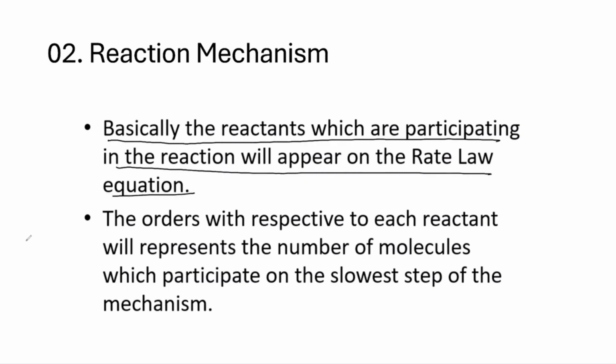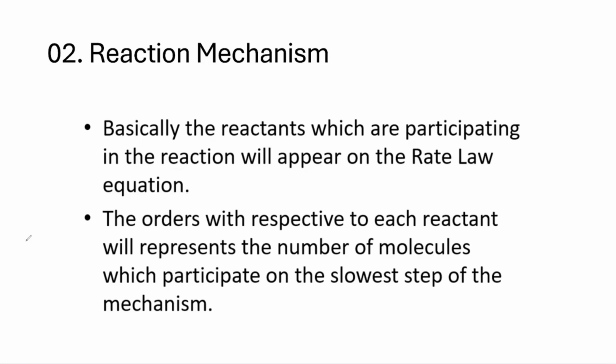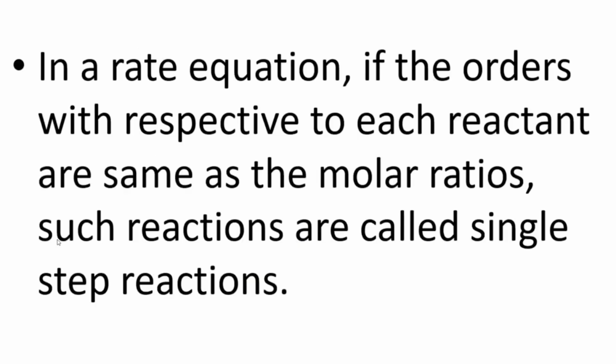Yes, obviously we know that in the rate law equation, the concentrations of reactants are the ones we are talking about. We are not talking about anything else. So reactants' concentrations are the ones appearing in the rate law expression. Second thing is, the order with respect to each reactant will represent the number of molecules which participate in the slowest step of the mechanism. That's a little bit tricky, right? Let's try to understand using an example.